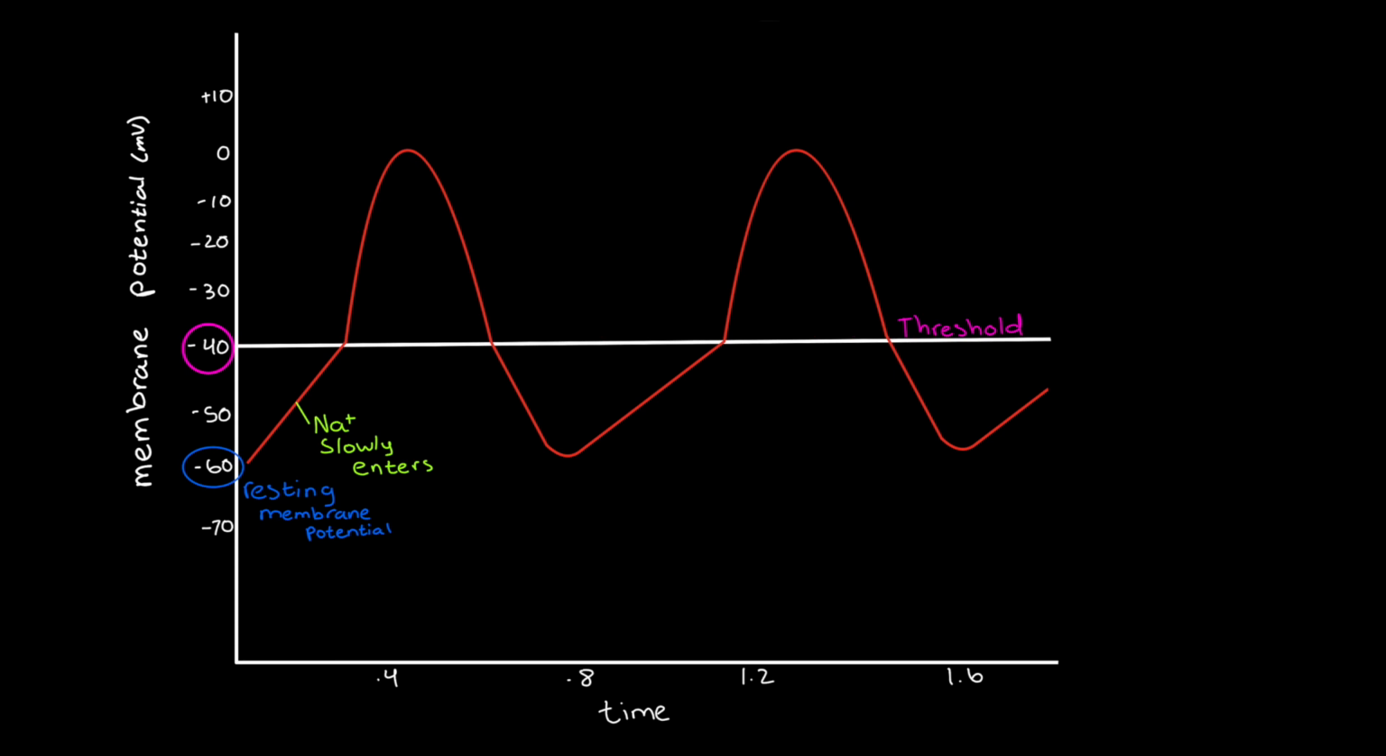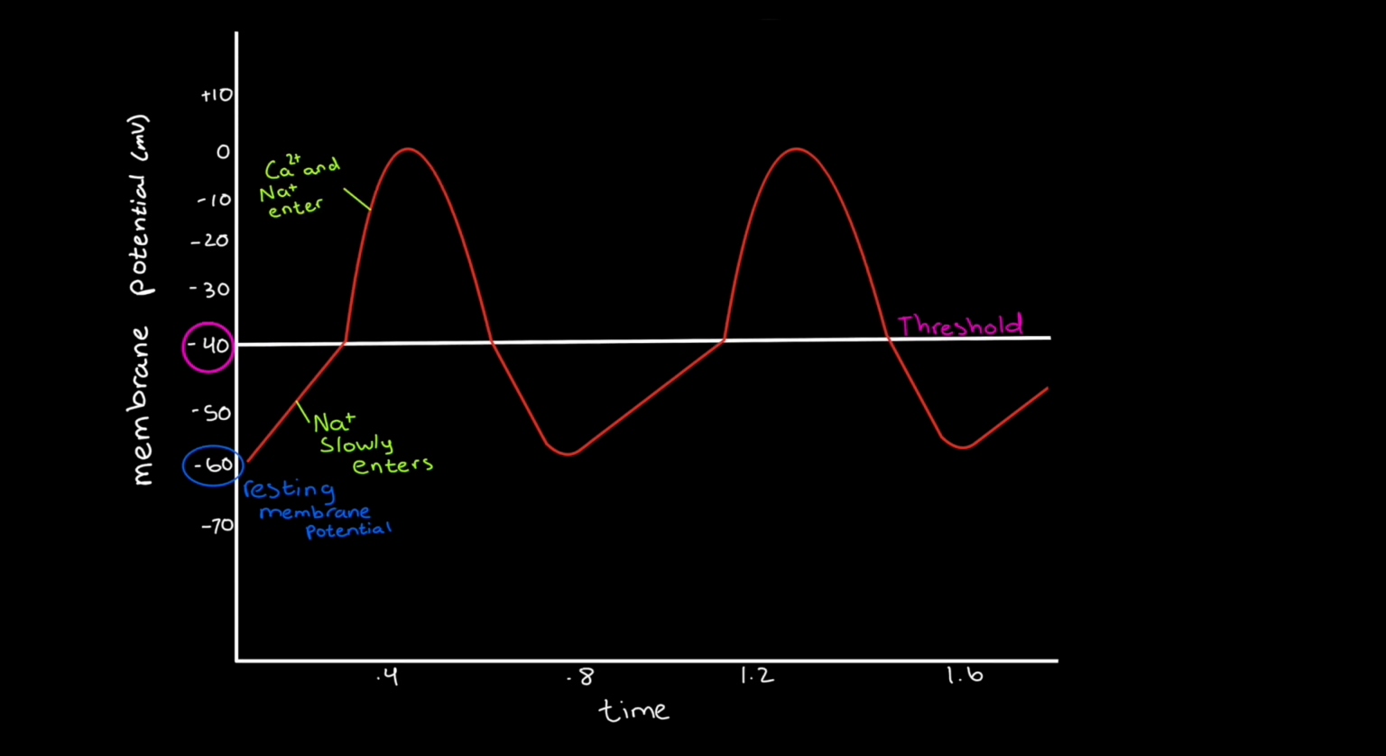Now, to meet the threshold of negative 40 millivolts, the sodium channels in the pacemaker cell membrane open, allowing for the slow inflow of sodium, and when the membrane potential actually reaches negative 40 millivolts, the calcium channels open, allowing calcium to flow into the cell, which results in this rapid depolarization. And this is because calcium has a positive charge. It has a positive 2 charge, which will make the membrane potential more positive.